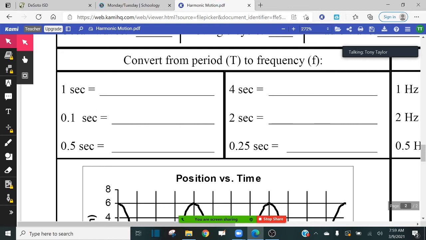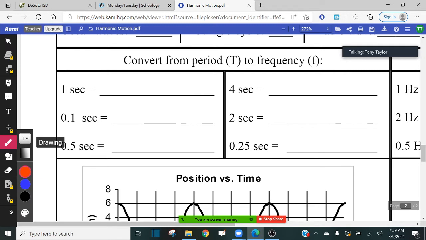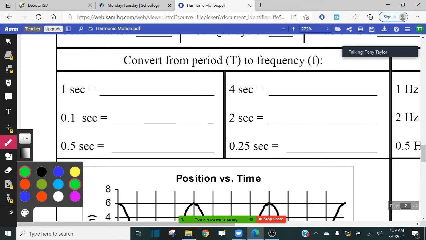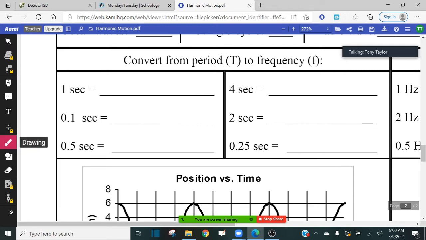Remember, period is always in seconds because it represents the time in one cycle. And it says to figure out the frequency from these periods. Remember what I told you guys, and I'm going to write this down. Frequency, by definition, is equal to 1 divided by the period.